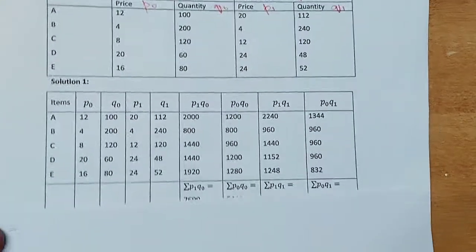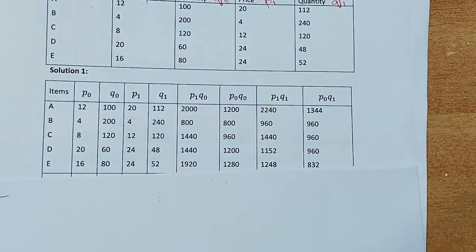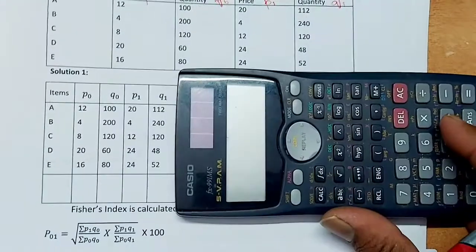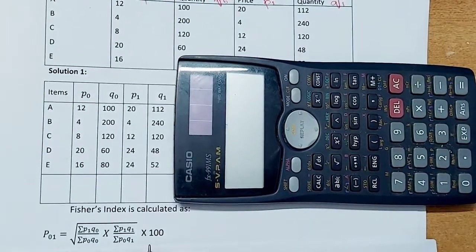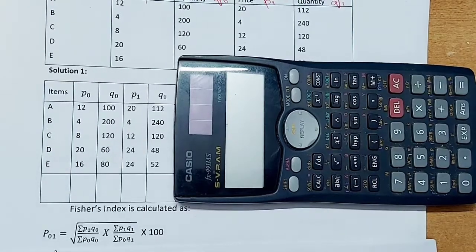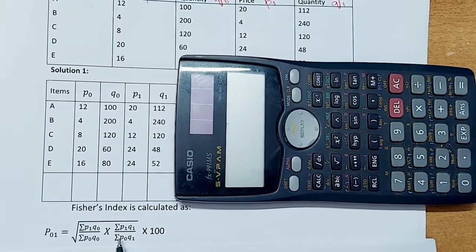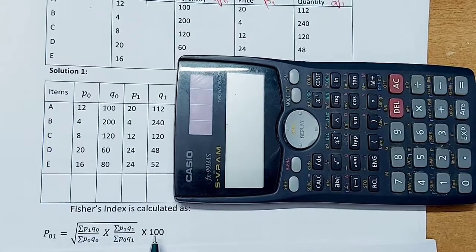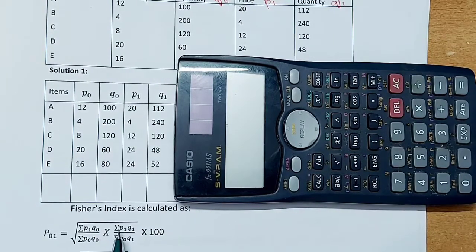So I have taken down the values here as price of the base year, quantity of the base year, price of the current year and quantities of the current year. And we know that the Fischer's index number is calculated as follows. The formula for calculating Fischer's index number is P01 is equal to sigma P1 Q0 divided by sigma P0 Q0 into sigma P1 Q1 divided by sigma P0 Q1 into 100. Now from this formula we need to calculate number 1 P1 Q0, second P0 Q0, third P1 Q1 and fourth P0 Q1. The order need not be the same, the order can change.